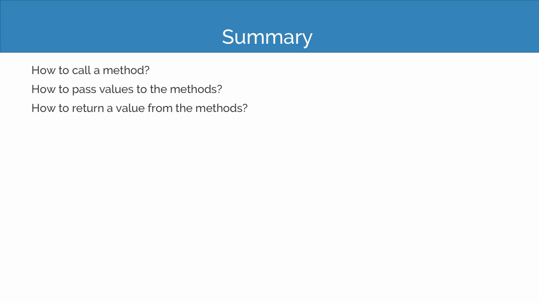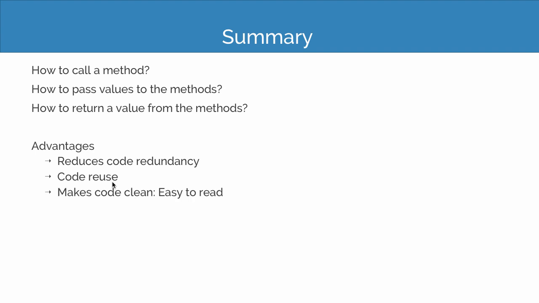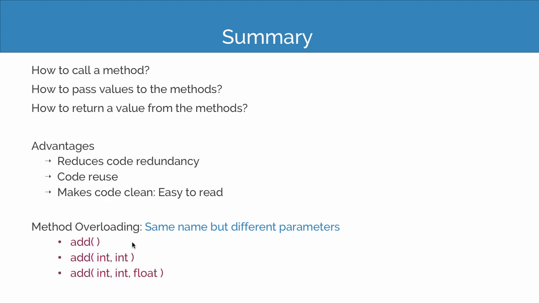So in this topic we learnt about how to call a method, how to pass values to the methods, how to return a value from the methods, and also we saw some advantages of using methods in Java, such as it reduces code redundancy, it increases the code reusability, and it makes our code cleaner and easy to read. And also at the end we checked out method overloading, that can be defined as same name but different parameters. As for example, here we have some add methods that have the same name but different number of parameters or different parameter data types.